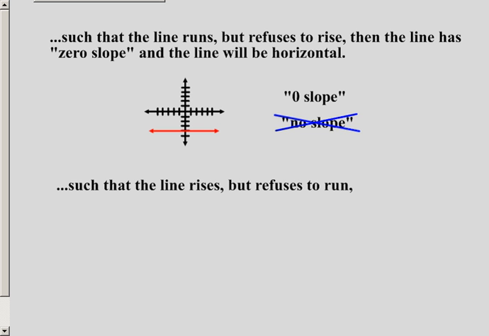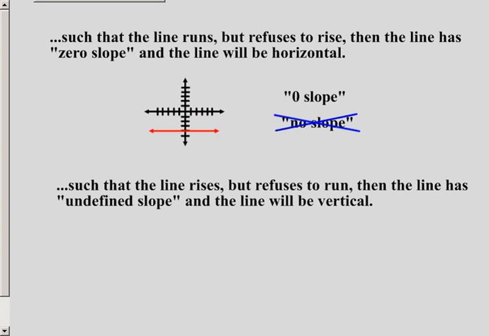Now let's say we have a slope value such that the line rises, but it refuses to run. If that's the case, then we are getting kind of the opposite situation of what we just discussed. The line has undefined slope, and the line will be vertical. Now let's take a closer look at this. Okay, so the line is rising just fine, but it refuses to run.